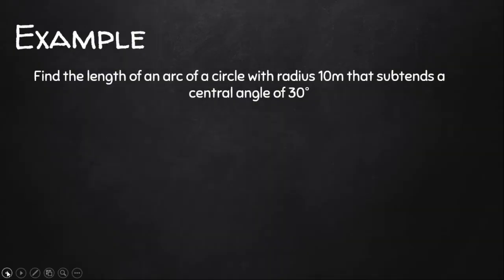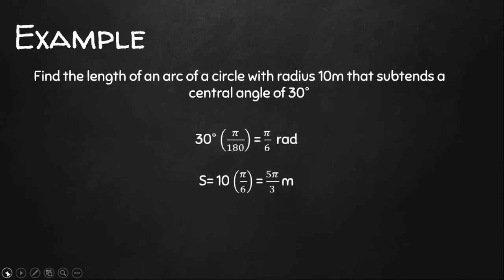So as an example, we find the length of an arc of a circle with radius 10 meters that subtends a central angle of 30 degrees. So first, we convert the degree to radians. 30 degrees times pi over 180, we have pi over 6 radians. And then plug it to the formula. S is equal to 10 times pi over 6. So we have 5 pi over 3 meters.